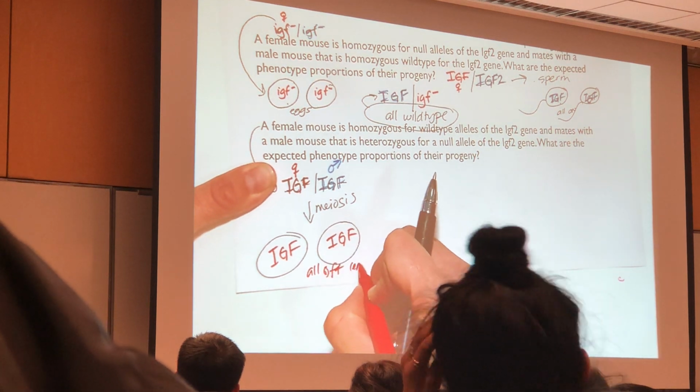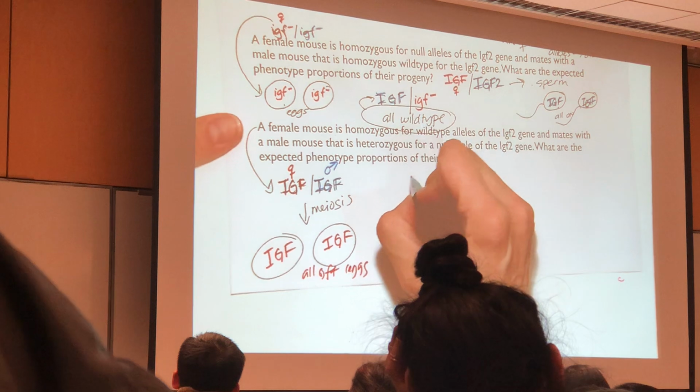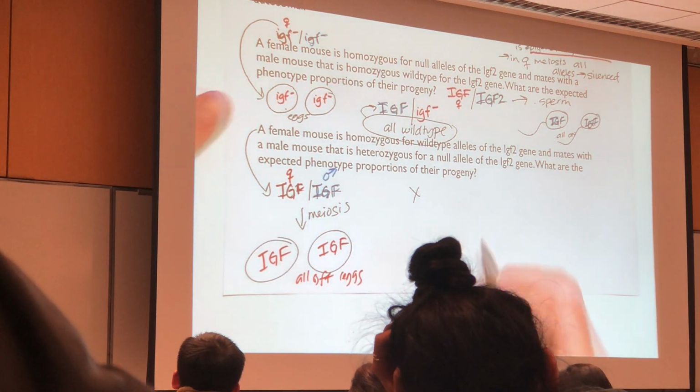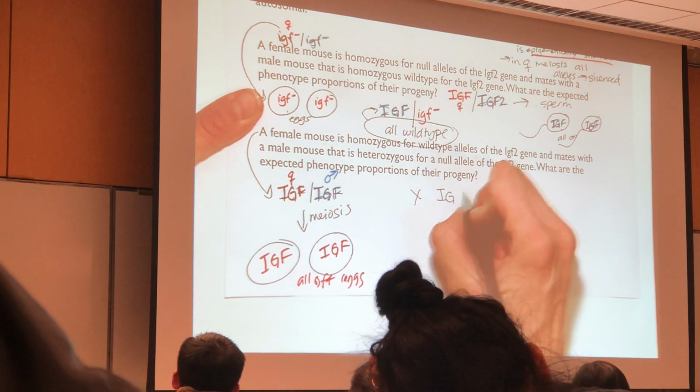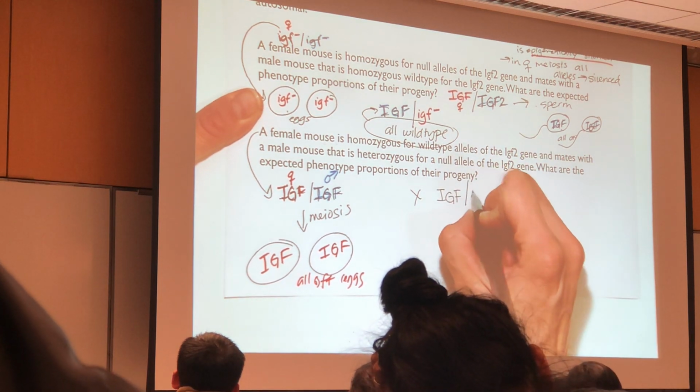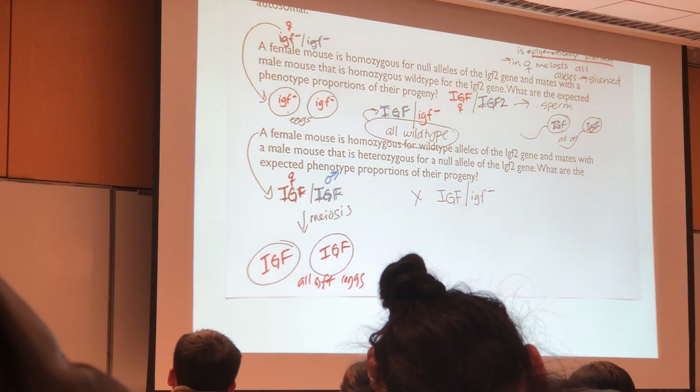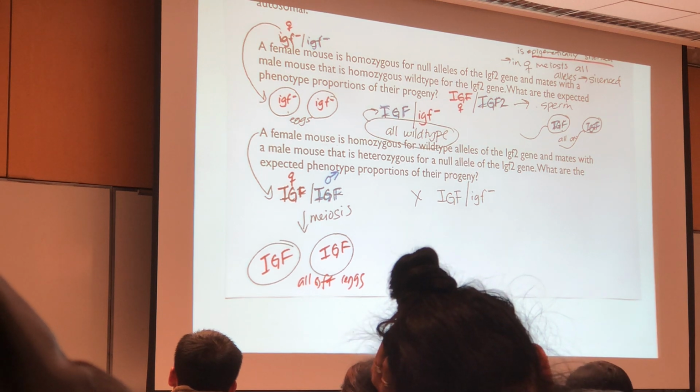These are the eggs. Mates with a male mouse that is heterozygous for a null allele of the IGF2 gene. So IGF wild type, IGF minus. Based on that alone, can you call what his phenotype is? We can't call it.